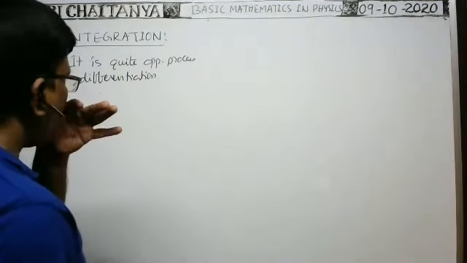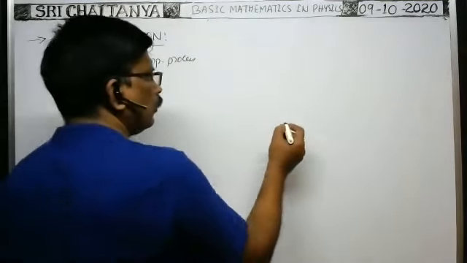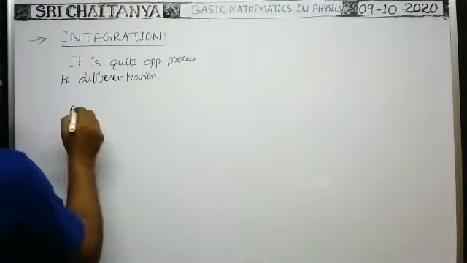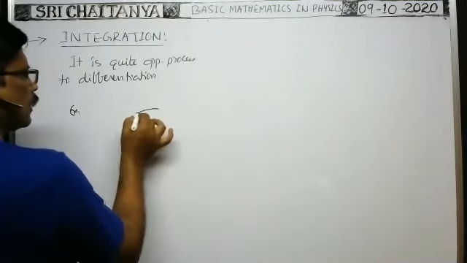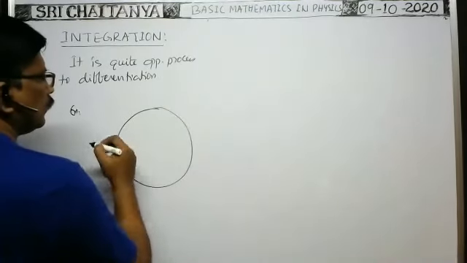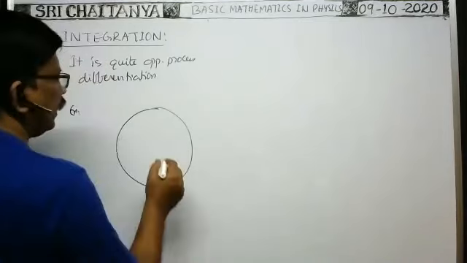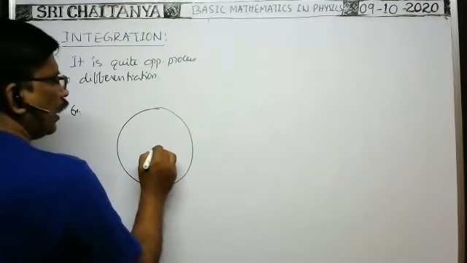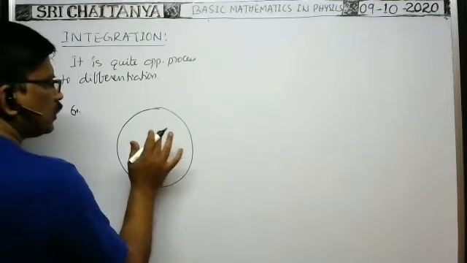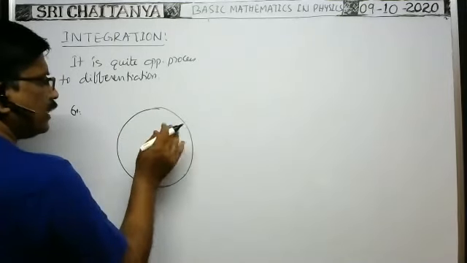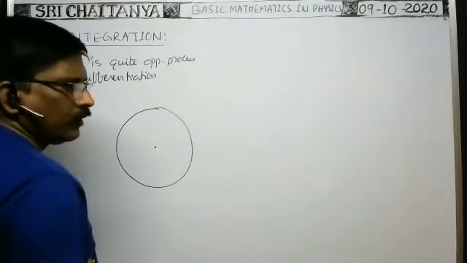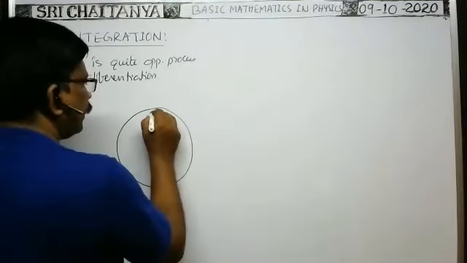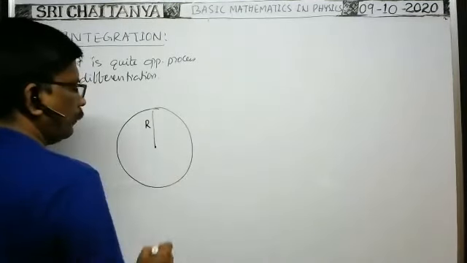So first of all, what is the advantage of integration? I will say one example here. Suppose there is a sphere. I want to know the mass of the sphere. The density of the sphere is not uniform. It is a sphere of radius capital R, but the density of the sphere is not uniform.